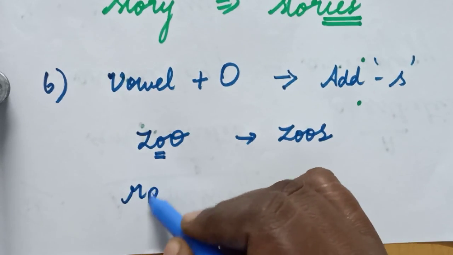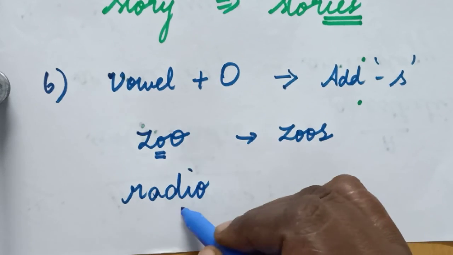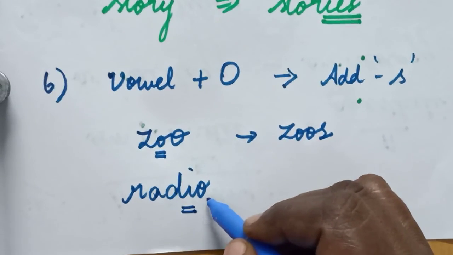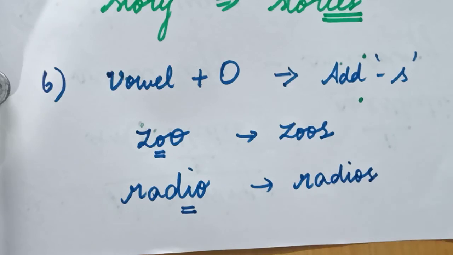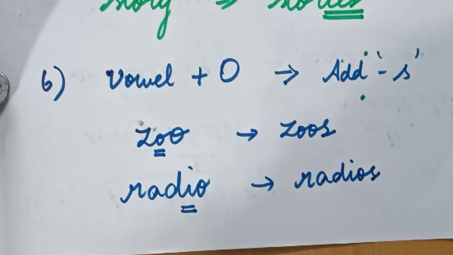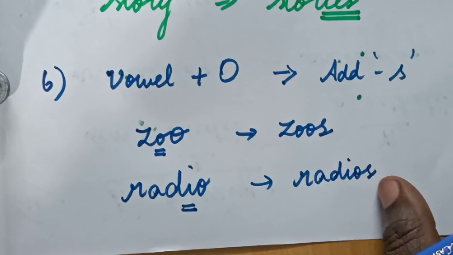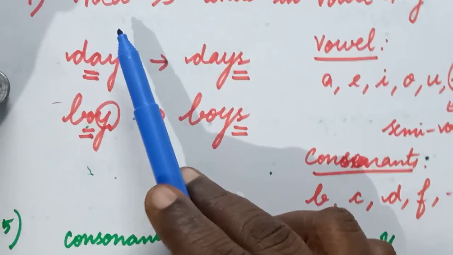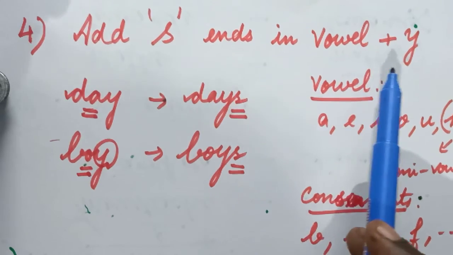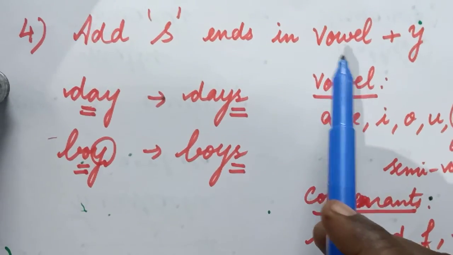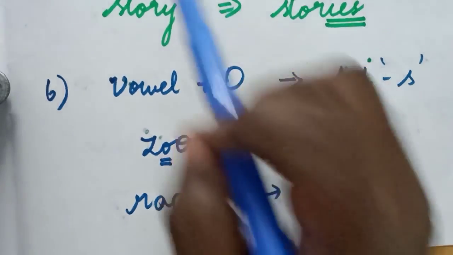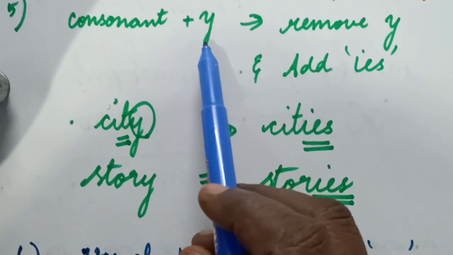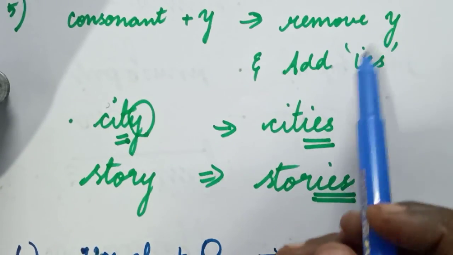Okay. Radio. Here you could say I is a vowel and the word ends with O. So it is radios in plural form. Understood, children? Yes. And now the next part. So here we have seen add S if the word ends with vowel plus Y, and here vowel plus O is add S. And here consonant plus Y, what we saw, we have to remove Y and add IES, isn't it?